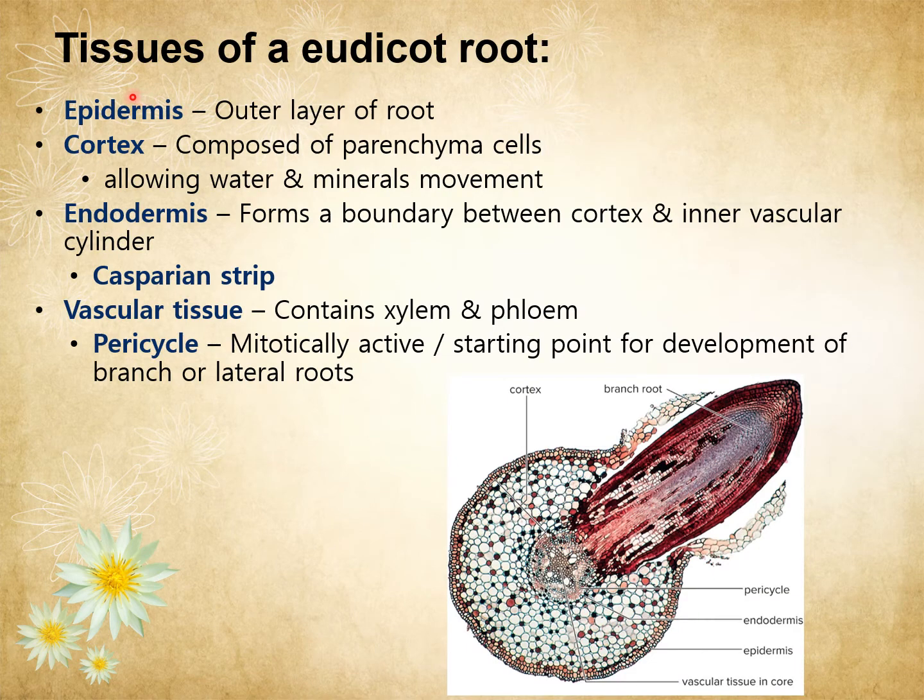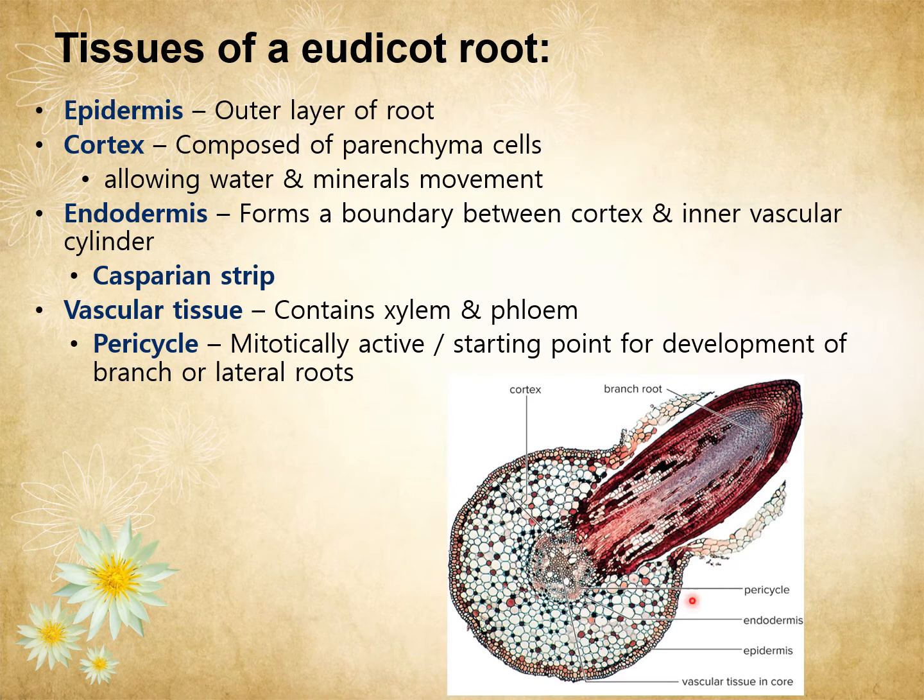Okay, so we go on into tissues of a eudicot root. The first one we have is the epidermis, which is the outer layer of the root, this part here. It consists of only a single layer of cells. And then moving inward, next to the epidermis are the large thin-walled parenchyma cells that make up the cortex. This part here is composed of parenchyma cells and allows water and mineral movement.